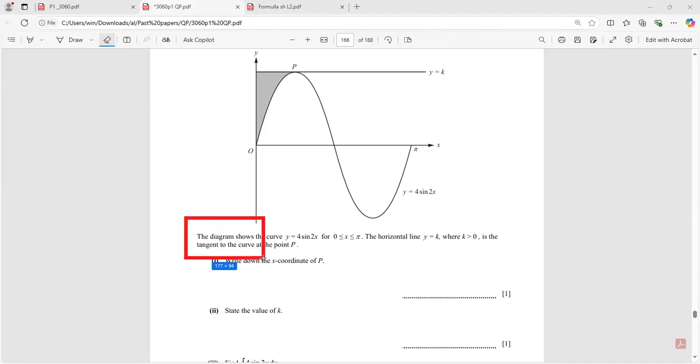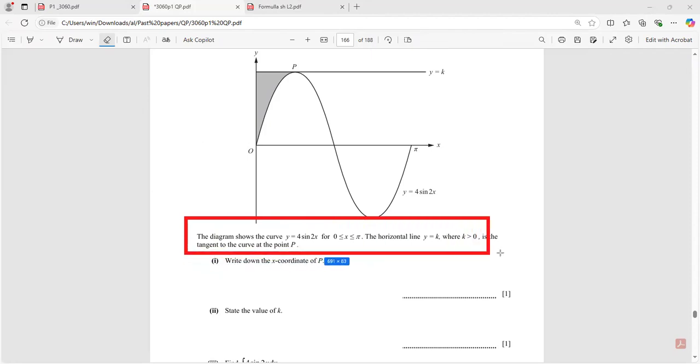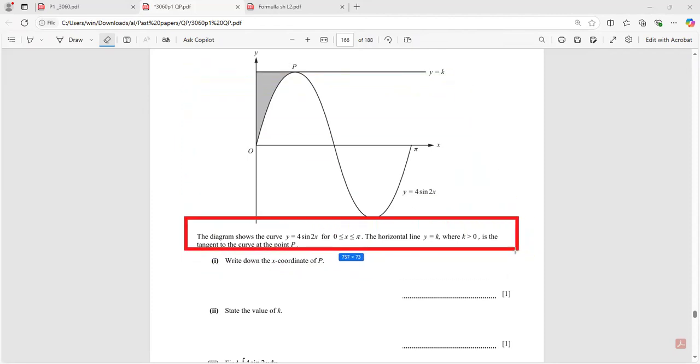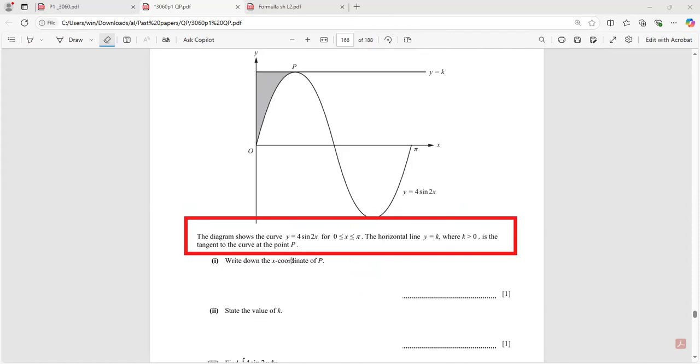Let's see. The diagram shows the curve y equals 4 sine 2x, for x between 0 and pi. The horizontal line y equals k is a tangent to the curve at the point P. Write down the x coordinate of P.